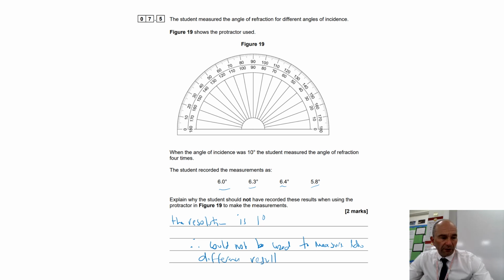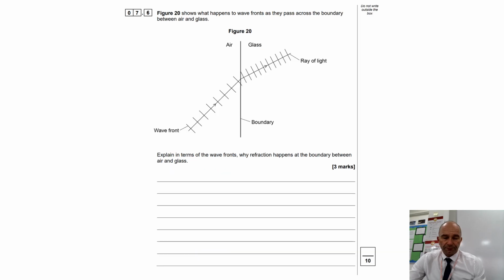So remember, with a protractor like this, we could only measure these angles to the nearest whole degree, and that's where you're going to get your second mark from. So things like resolution will come up, could be on any of the papers. Obviously, it's come up on this one today.